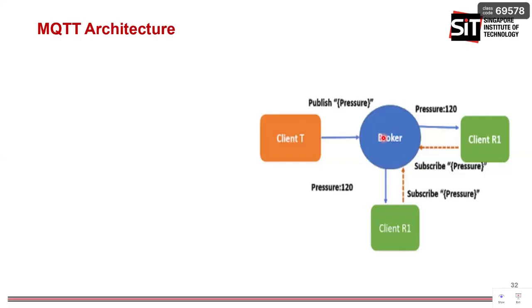Now, who are receiving the data? There could be other devices. Here we have client R1, another client R1. Probably I should use R2. So there are other clients wanting the pressure data. So in order to receive this value, the two R1s here will have to tell the broker, okay, I would like to know about the topic called pressure. All right, I would like to know information about pressure. Then they will subscribe to the broker. So the broker is like our post office, knowing the data that comes in from client T. Now the broker has to distribute, all right, has to distribute.